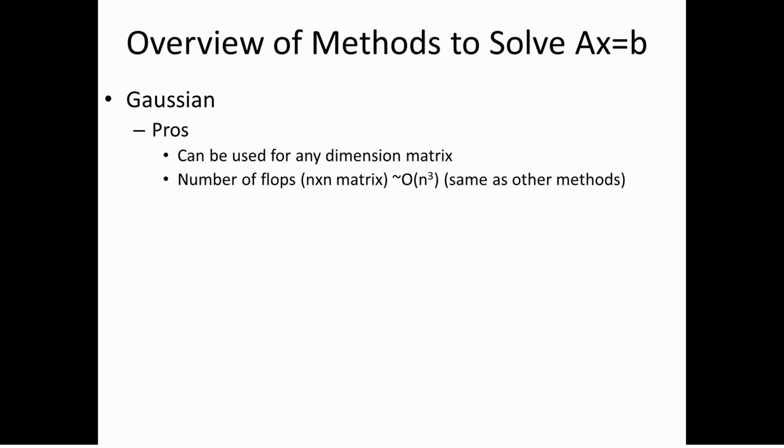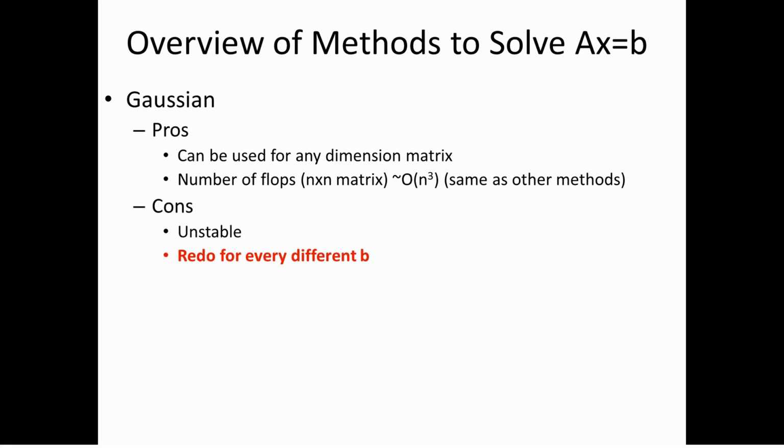So the pros of Gaussian elimination is it can be used for any matrix of any dimension. The number of flops for an n by n floating point operations is roughly on the order of n cubed. That's roughly the same as the other methods, with a few caveats, but that is considered not bad. Okay, so it's relatively efficient and it's very general.